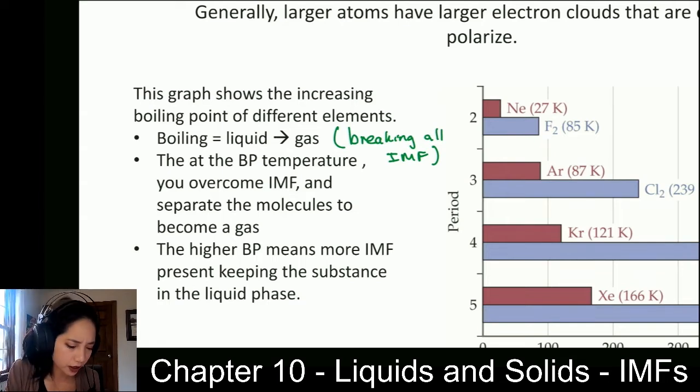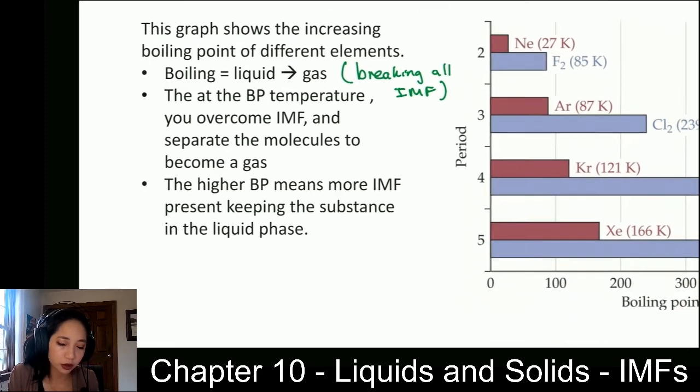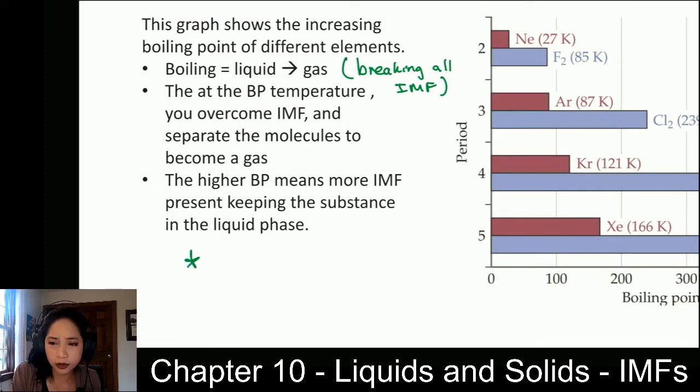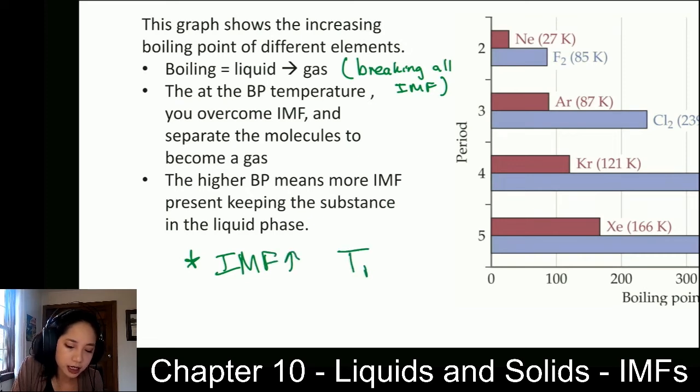So that's what I have here. At the boiling point temperature, you overcome or break all your intermolecular forces in order to separate your molecules from a liquid to a gas. So a higher boiling point means more intermolecular forces present. And we'll talk about these trends later. When intermolecular forces increase, the temperature at which you boil a sample also increases.